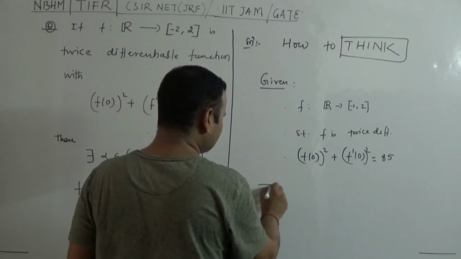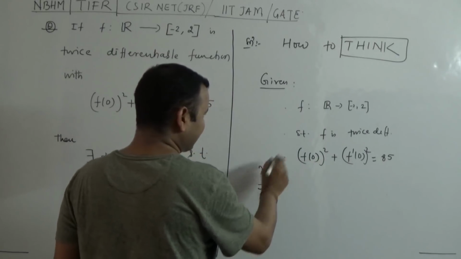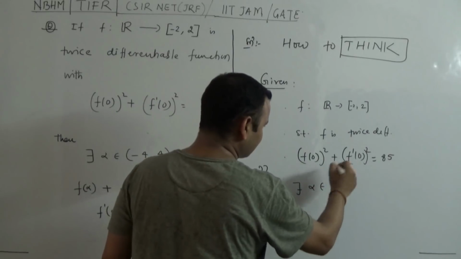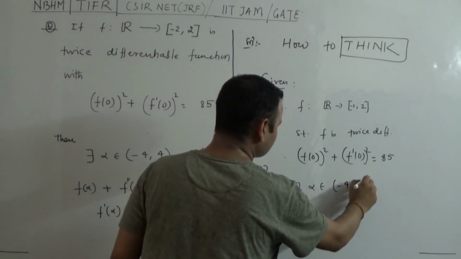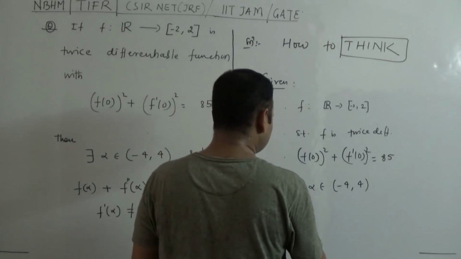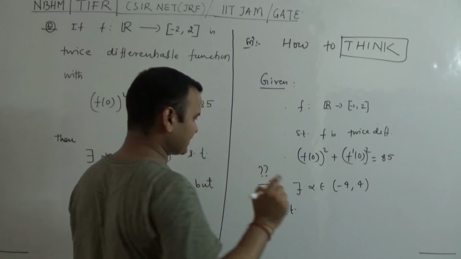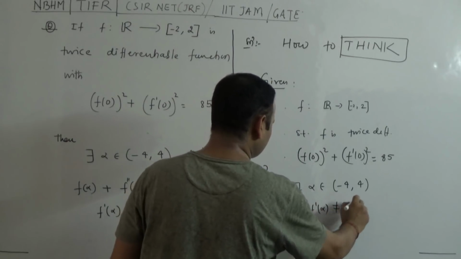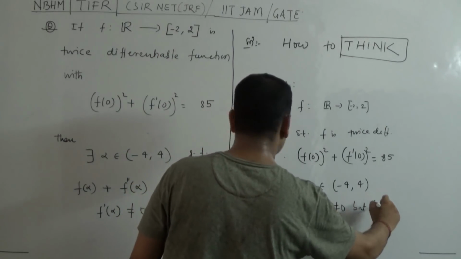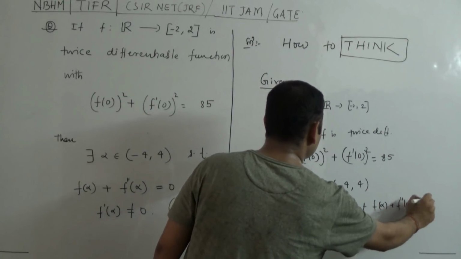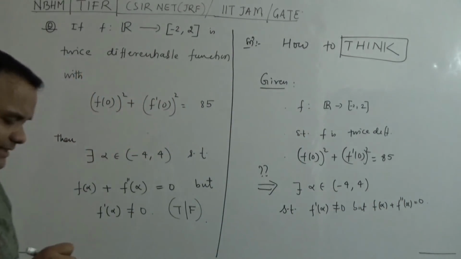Then the question is, does this imply there exists alpha, can you find alpha from minus 4 to 4 such that f prime alpha should not be equal to 0, but f of alpha plus f double prime alpha is equal to 0. So that is your question.